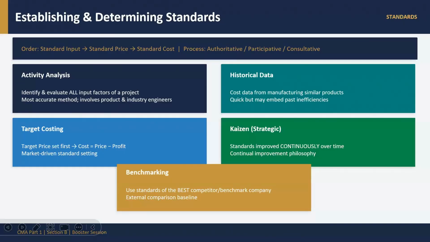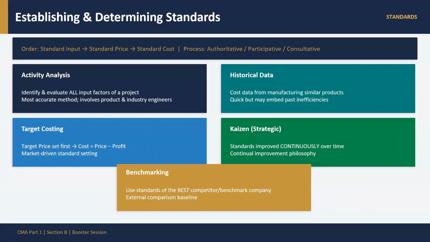So here we will be determining these standards for our direct material and direct labor. Okay. So how do we determine the standards? Right now we came to know that standard price is required for material and labor. How do you determine the standard price? That is by using these 5 methods.